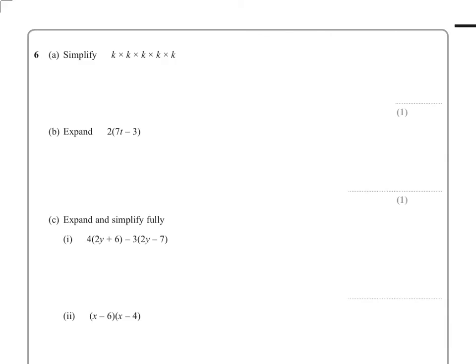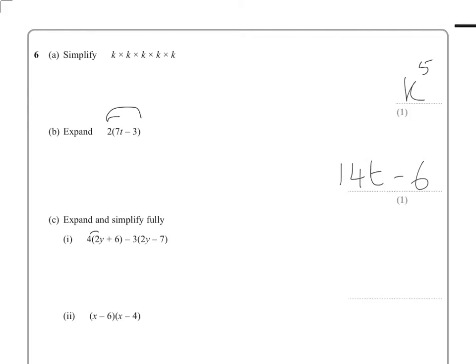Simplify k times k times k times k times k. Well, there are 5 k's there, multiplied together, so k to the power of 5. Expand, so I'm multiplying out the brackets. 2 times 7t, 14t, minus 2 times minus 3, which is going to give me minus 6.